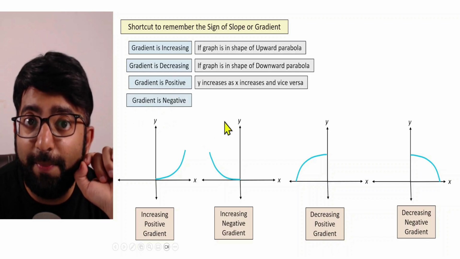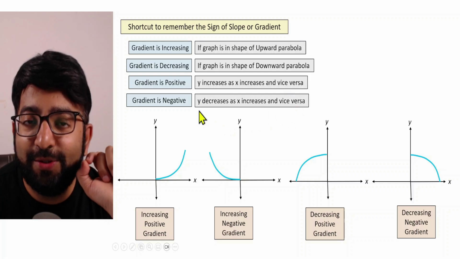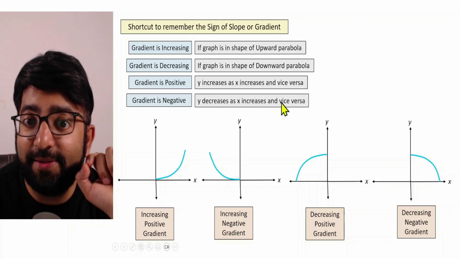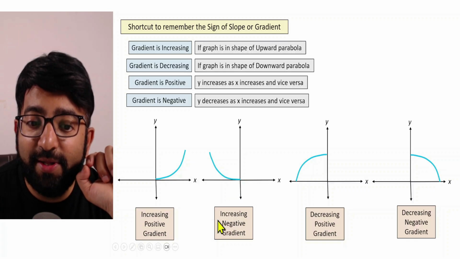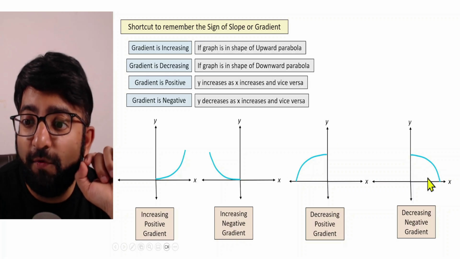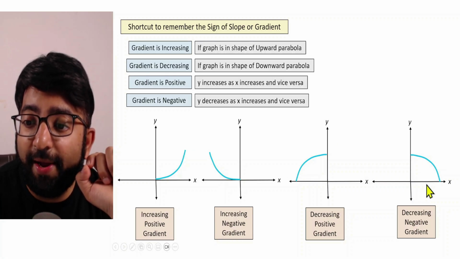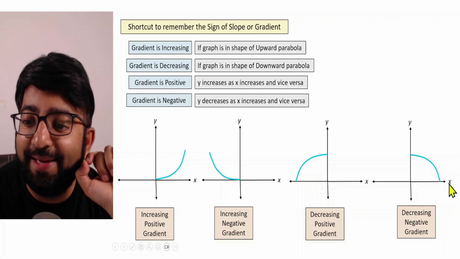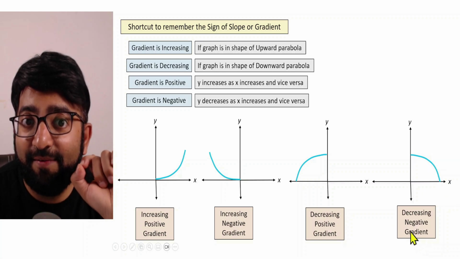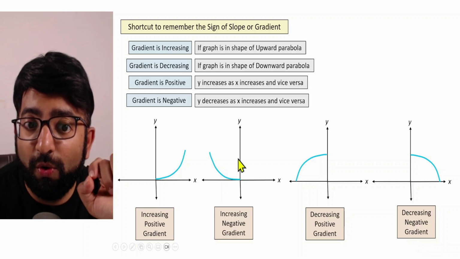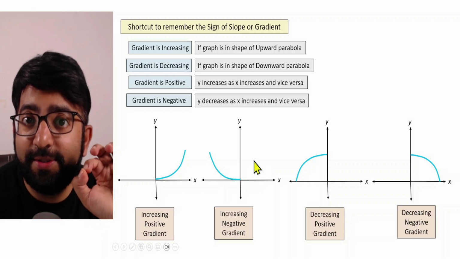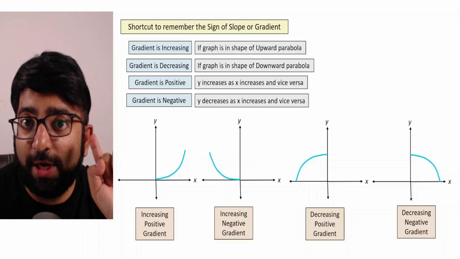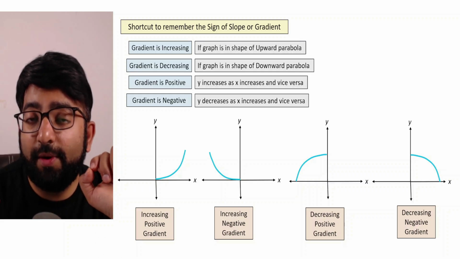On the other hand, the gradient will be negative when the reverse happens. So y should decrease as x increases and vice versa. In case 2, we can observe that as the value of x increases, the value of y is decreasing. Hence, the gradient is negative. Similarly, in case 4, we observe that as the value of x is increasing, the value of y is decreasing. Hence, the gradient is negative. And these are the shortcuts which you should know to remember the shapes along with the sign of the gradient. And as I informed earlier, this is going to be extensively used in the chapter of kinematics where we solve graph-based questions.